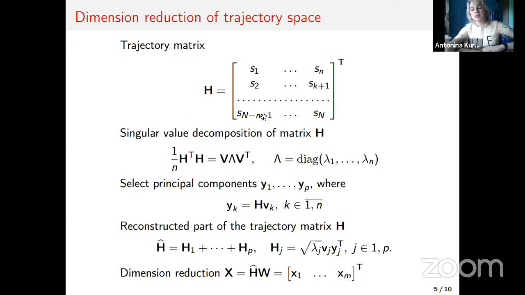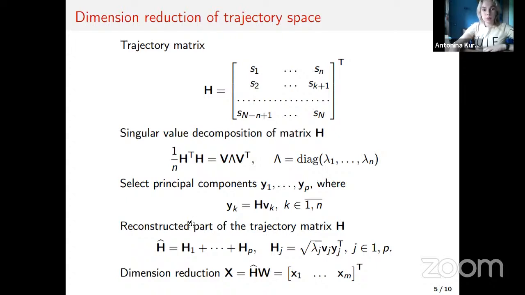Now I'd like to say the idea of dimension reduction of trajectory space. Let's write the trajectory matrix H in more detail. N is its window length. Then we compute the singular value decomposition of this matrix. Then we select principal components in a quantity of p vectors, where each vector is equal to H multiplied by v sub q, where vectors v sub q are obtained from the matrix V in the decomposition.